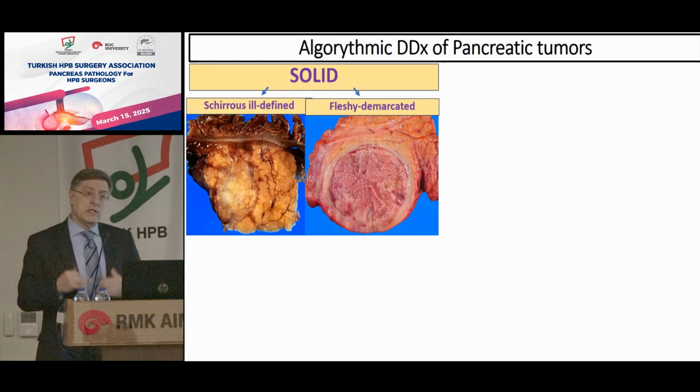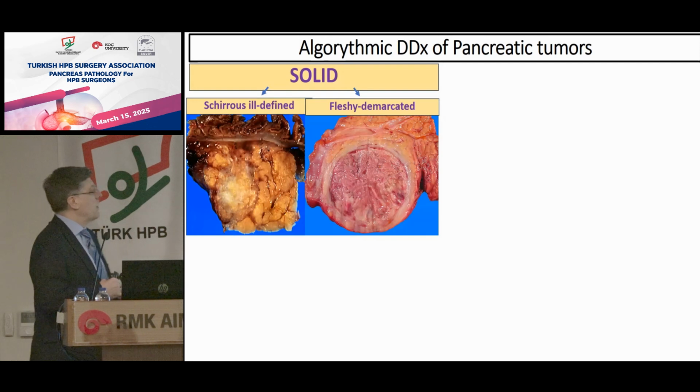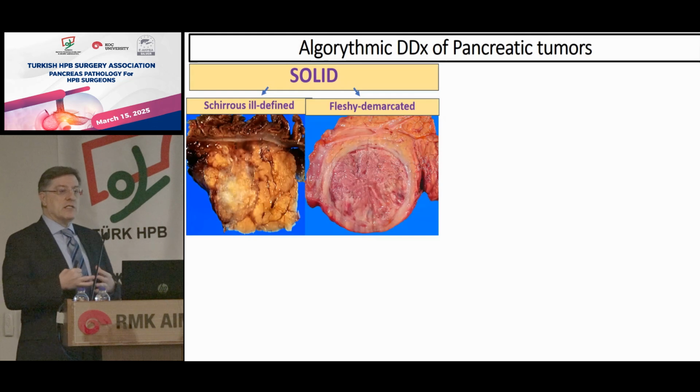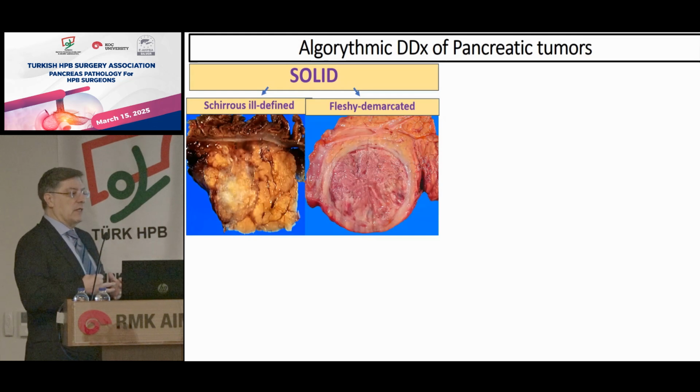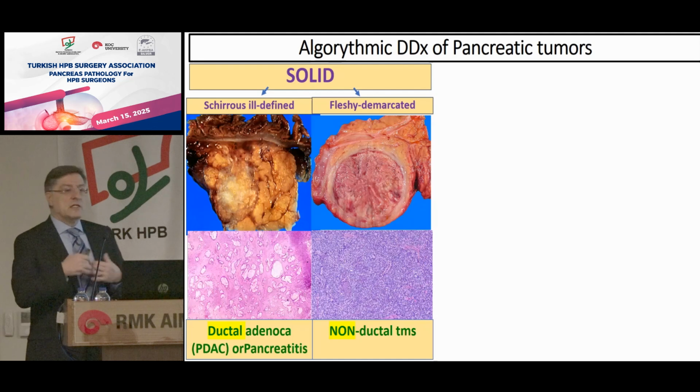And then the solid tumors we also evaluate in two broad categories. The first one is the more scar-like, serous, ill-defined lesions that are difficult to recognize both on gross examination as well as radiologic examination. And the second group are the fleshy, demarcated ones. They are fleshy by gross examination. They typically appear as homogeneous lesions in radiologic examination. And the differential diagnosis for these is significantly different.